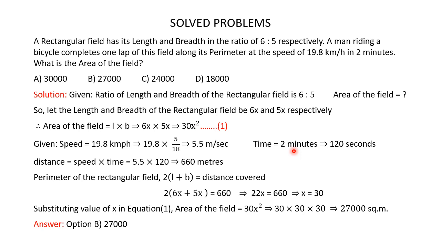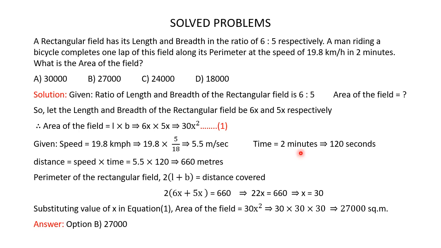Now it's given that speed is equal to 19.8 kilometers per hour. Time is given as 2 minutes. Now since time is in minutes here and speed is in hours here, let's convert both to seconds to keep the units uniform. Let's convert the kilometer per hour to meters per second by multiplying 19.8 by 5 by 18. So 19.8 multiplied by 5 by 18 is 5.5 meters per second. So the speed is 5.5 meters per second.